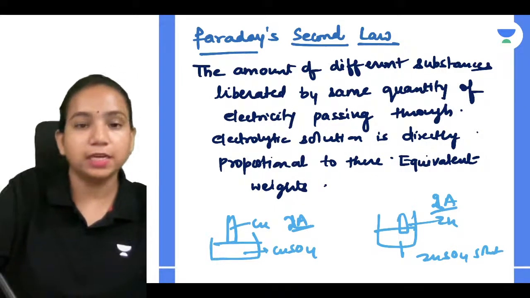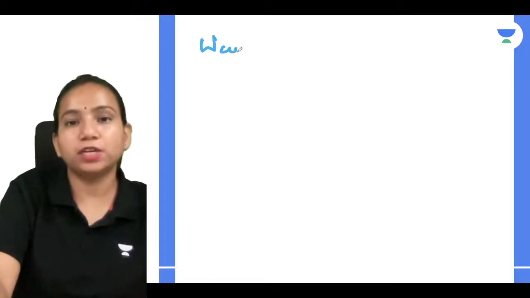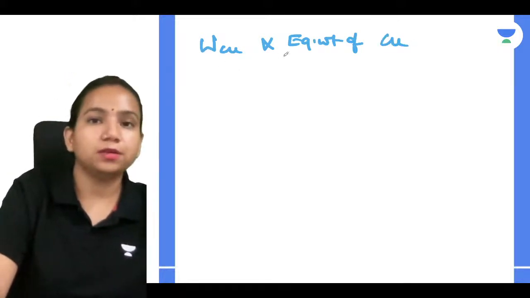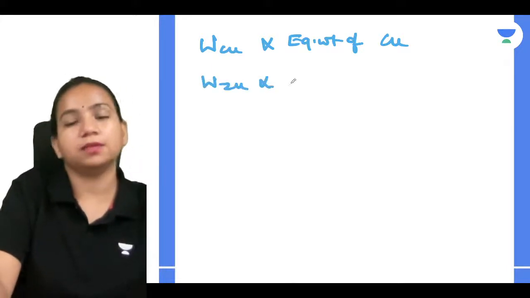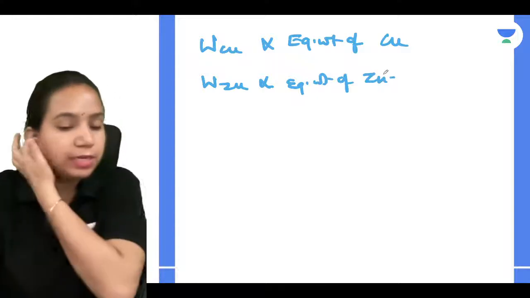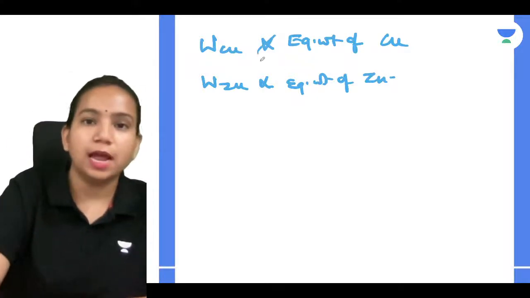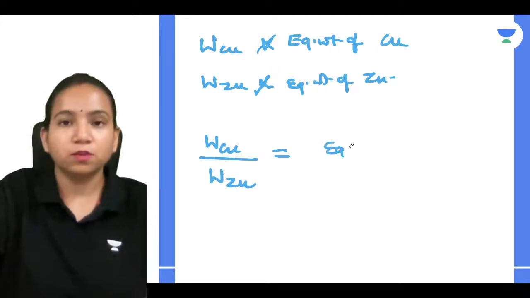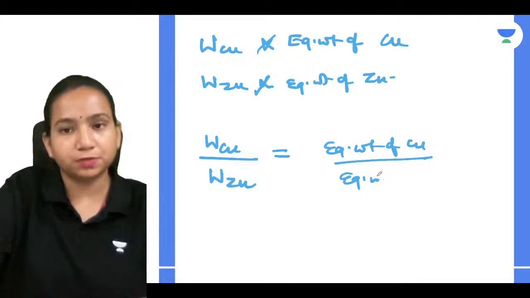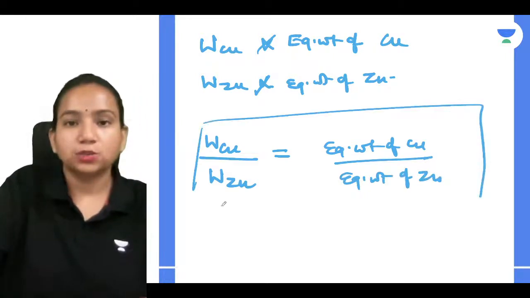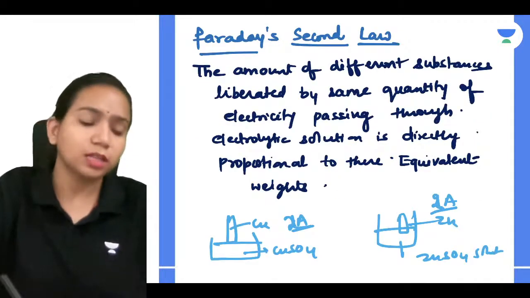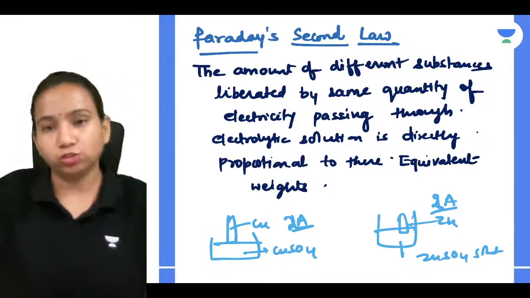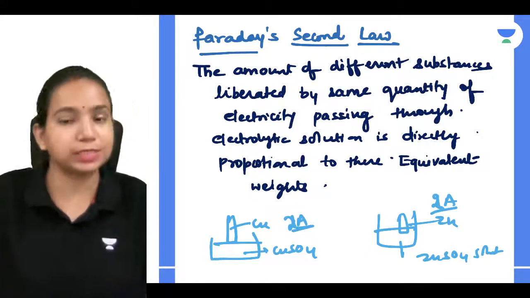So the weight of Cu generated will be directly proportional to the equivalent weight of Cu. The weight of zinc will be dependent upon the equivalent weight of zinc. Now both have proportionality signs. When you remove them, you will get some constant, and using that you can relate any two substances. You can compare weight of Cu divided by weight of Zn, which will be equal to equivalent weight of Cu divided by equivalent weight of Zn. We'll see in detail how we can utilize it. So basically we understood that Faraday's second law says that the amount of different substances liberated by the same quantity of electricity passing through an electrolytic solution is directly proportional to their equivalent weights.